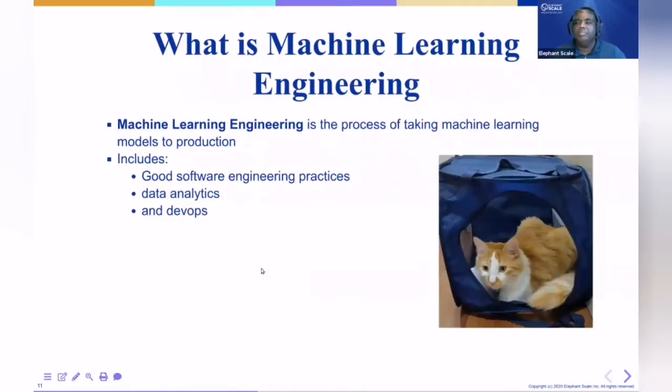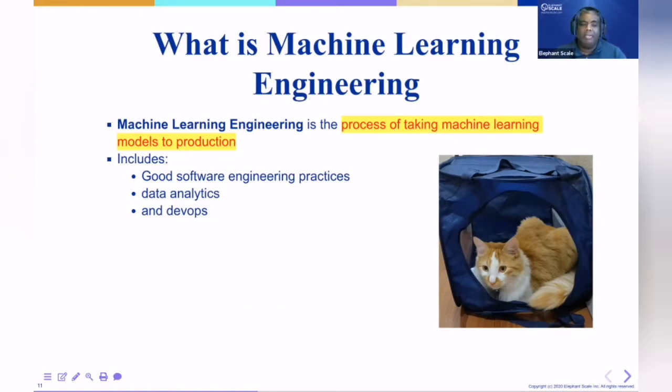So this brings us to what I call machine learning engineering. What is machine learning engineering? I look at a very simple definition. It's basically the process of taking machine learning models to production. I know, very much a one-liner. So this involves a lot of good software engineering practices, a lot of DevOps practices, and a lot of good cloud practices, right? And that's what we are going to talk about in this talk.